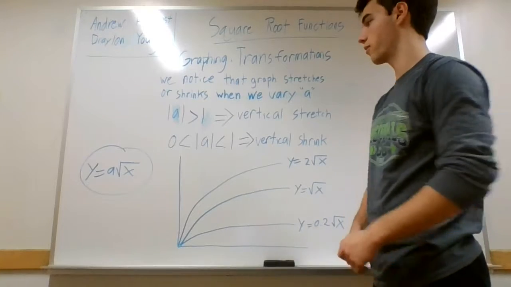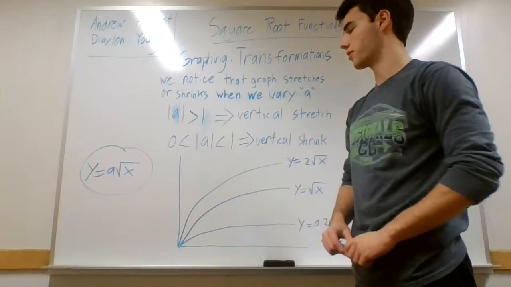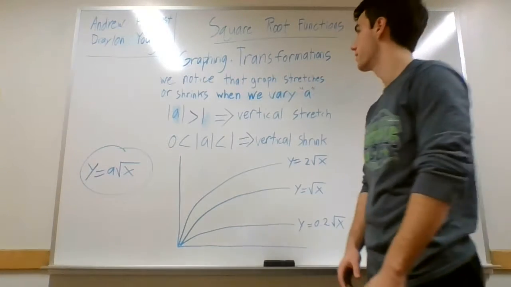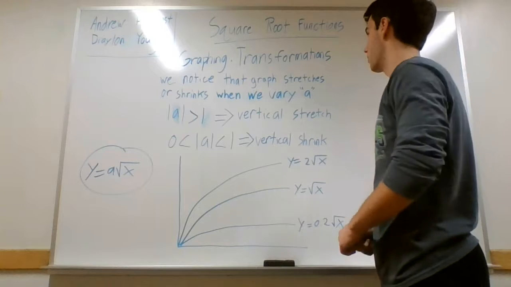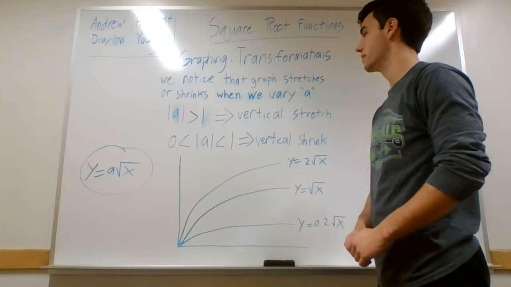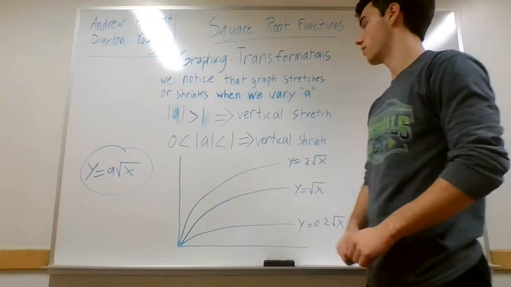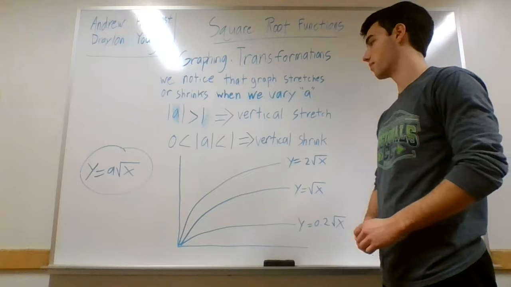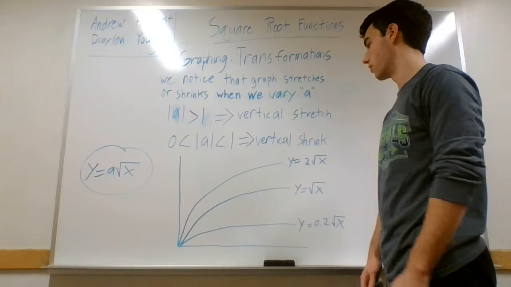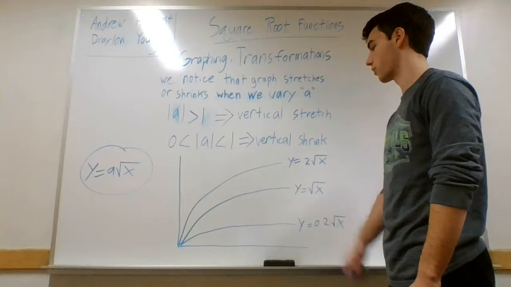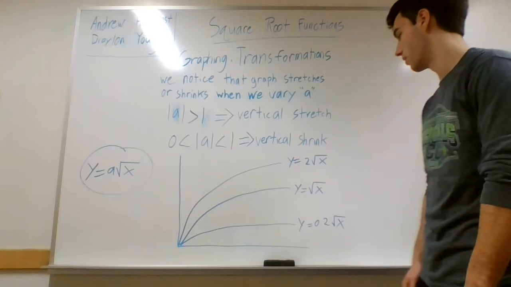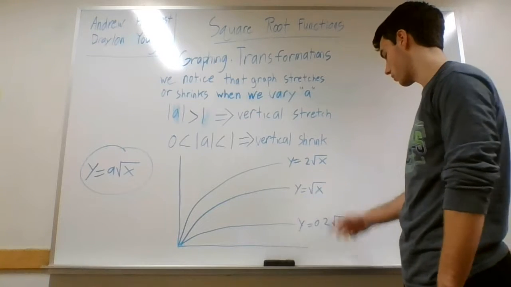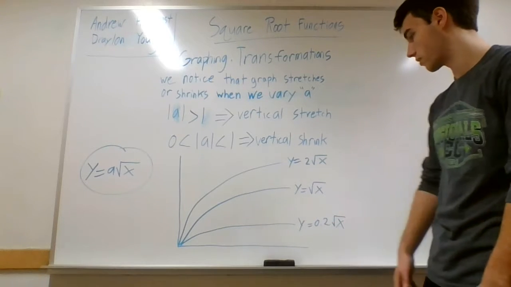So, okay, we're going to have our first addition to our parent function, and that is we're going to be putting a number in front of our parent function, and that's going to be represented by a. So we notice that the graph stretches or shrinks when we vary a. When the absolute value of a is greater than 1, then it's a vertical stretch. And when it's between 0 and 1, then it's a vertical shrink. So you can see this by the graph that I just made. Y equals 2 times the square root of x, and y equals the square root of x. Y equals 0.2 times the square root of x.